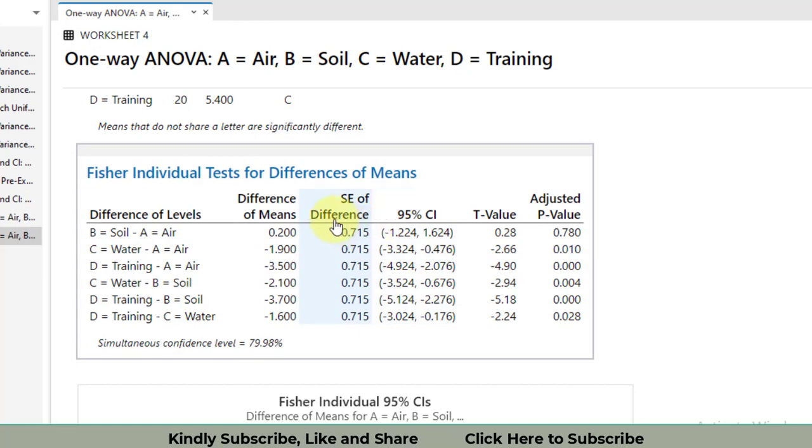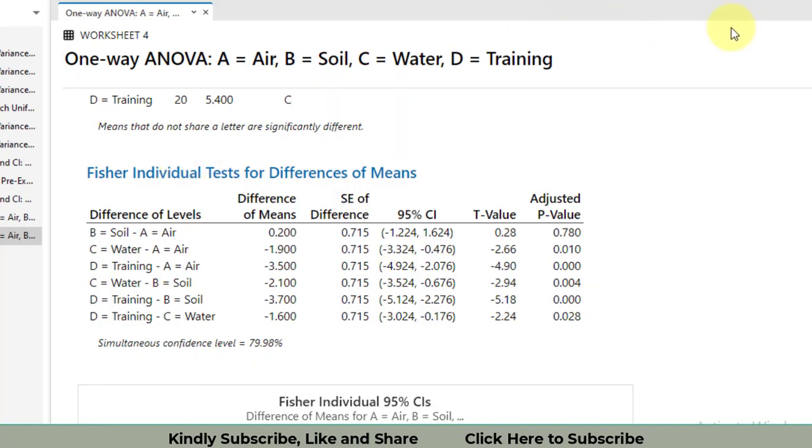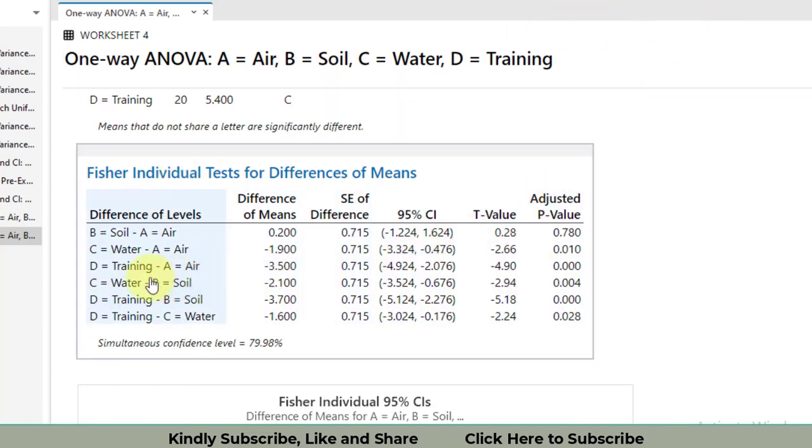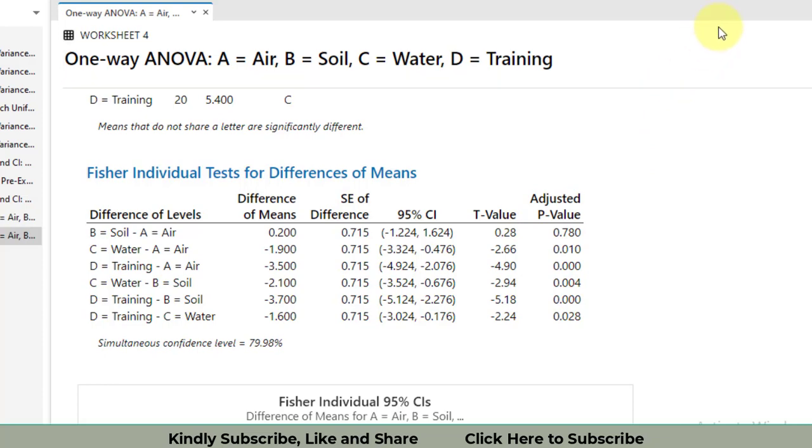You will get almost similar results for the Fisher individual test. The Tukey and the Fisher are 2 post-hoc tests. The p-values associated with these post-hoc tests tell us which of the 2 pairs has a significant difference among them. So you can say that air and water, air and training, soil and water, soil and training, water and training. These pairs have a very significant difference between them, and these pairs make the ANOVA significant.